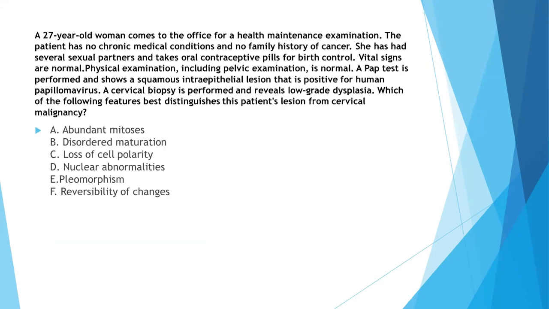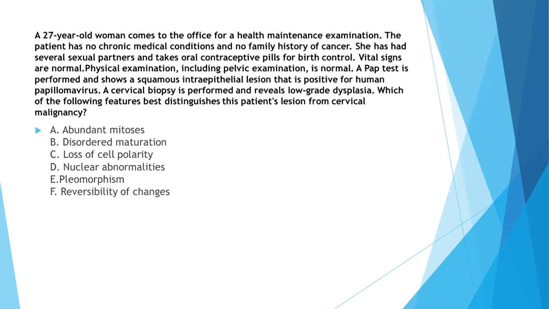Now let's go through one more question. Now, which of the following features best distinguishes the patient's lesion from cervical malignancy? A 27-year-old woman comes to the office for a health maintenance examination. The patient has no chronic medical conditions and no family history of cancer. She has had several sexual partners and takes OCPs for birth control. Vital signs are normal. Physical examination, including pelvic examination, is normal.